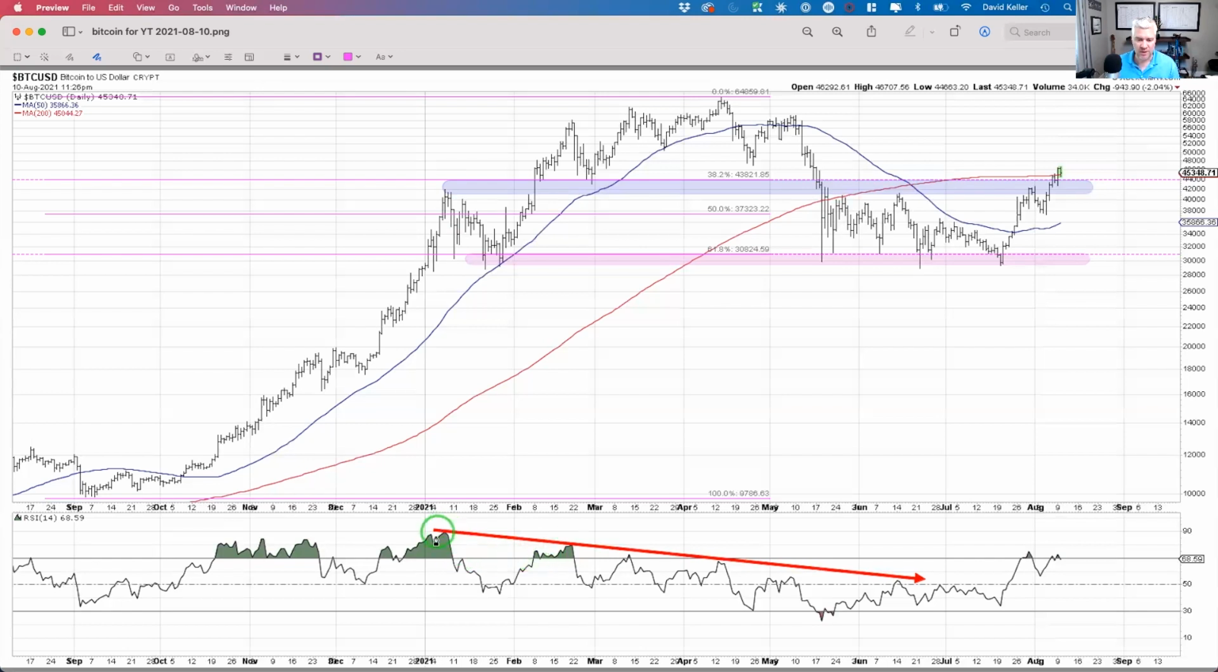So if the RSI is above 70, shaded in green, that means it's overbought. It's gone too high too quickly. If it's in the red color, shaded red, it's below 30. That's oversold, meaning it's gone too low too quickly. But what I want to focus on is the divergence.